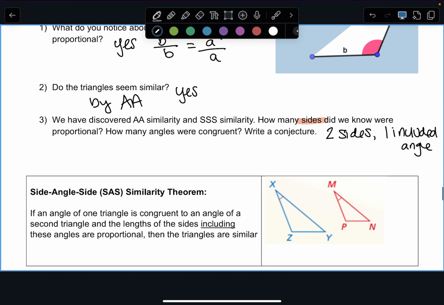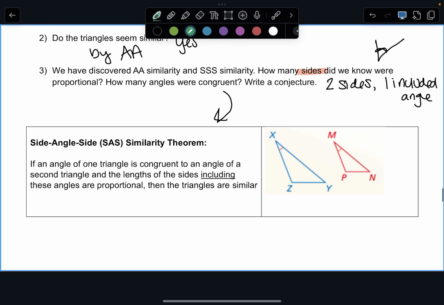Included angle. If you remember, included means in between. For example, this angle right here is included with this side and this side. It's the 2 sides that actually make that angle. That's how it's an included angle. So then we can make our conjecture. I'm not going to have us write it out, but what we just found was the side-angle-side similarity theorem. So, if one angle of one triangle is congruent to an angle of a second triangle, in our picture, if angle X, what's angle X congruent to?